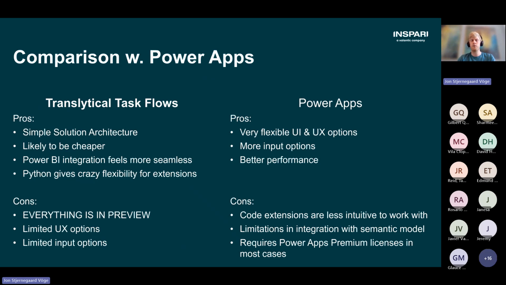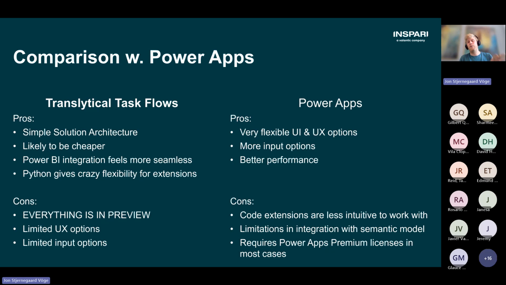Translytical task flows. I like that the solution architecture gets simpler. Yeah, likely cheaper, unless whatever you're doing with your UDF is some kind of crazy data manipulation that requires a lot of compute. The Power BI integration is more seamless than with Power Apps. If any of you are familiar with embedding Power Apps in Power BI, you often get weird black borders around the app that you integrate. There are some limitations with how many rows of data can the Power App see from your semantic model. There's a lot of clunky things there.